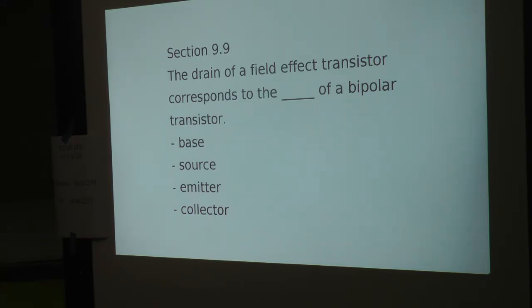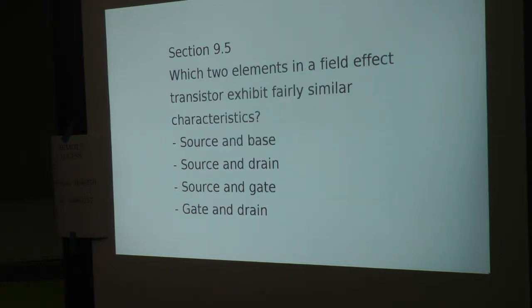Yeah, it's just because they have different names for each of the parts on both the BJT and the FET. So, the drain of a field effect transistor corresponds to the blank of a bipolar transistor. I love how they first want you to know the bipolar, and then they're just like, how does that compare to the FET? Collector. Yep.